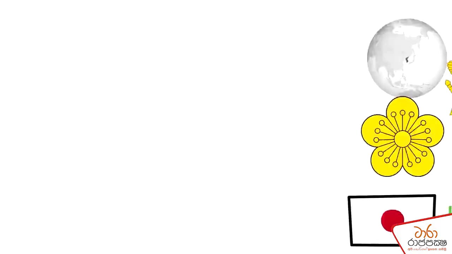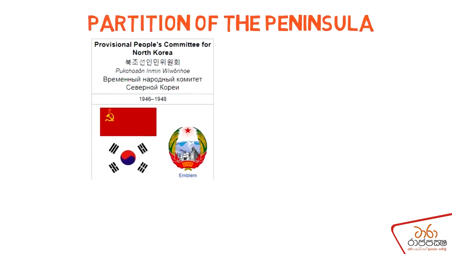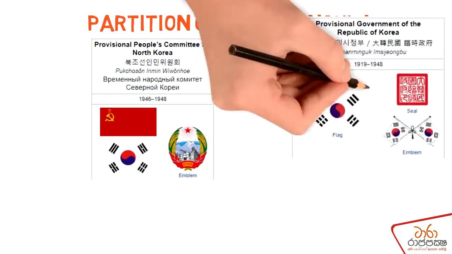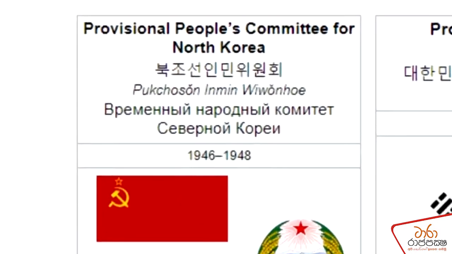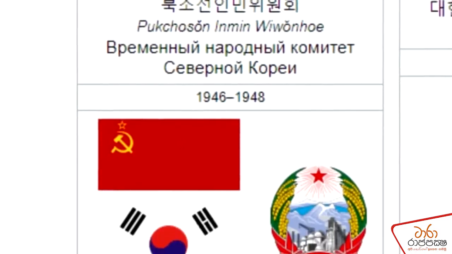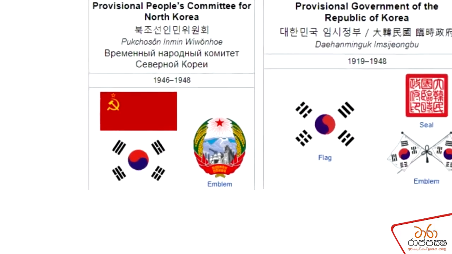After the partition of the peninsula by the US and the Soviet Union, each of the countries began their establishment as sovereign nations. However, both of them, even the North, kept this same flag, the North flying it alongside the flag of the Soviet Union at the time.